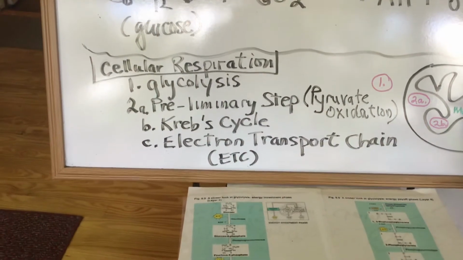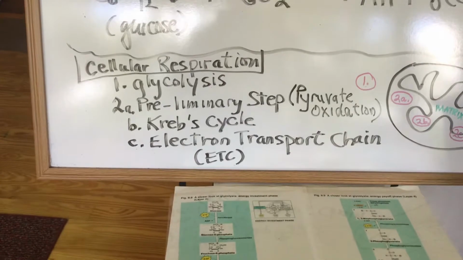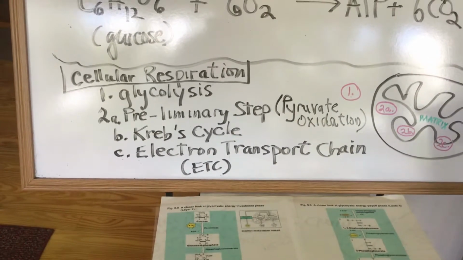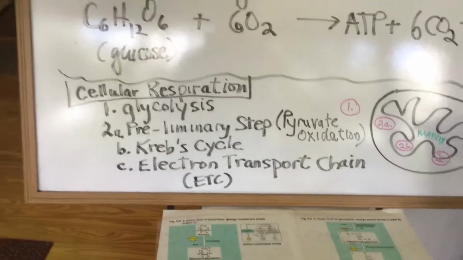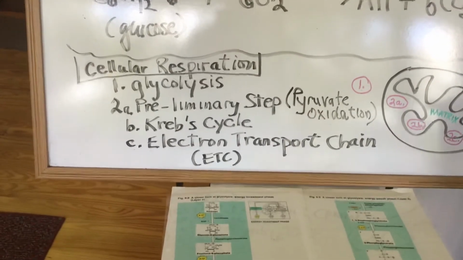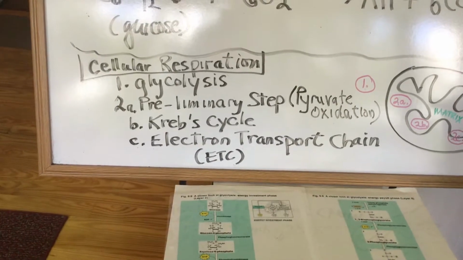So now we're going to start going through each one of these processes in more detail and saying what actually happens in each part. We're going to start first with glycolysis, and then I'll recap in the next video, and we'll go to the next step, etc. So that's how we're going to go. All right, so let's just talk about glycolysis.